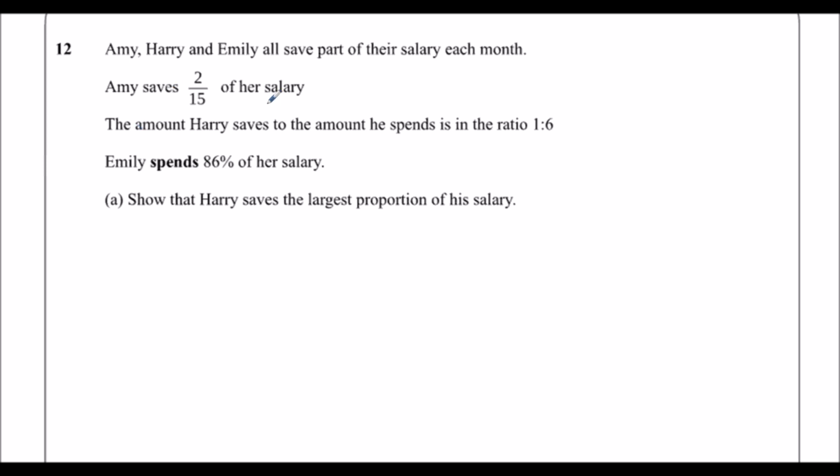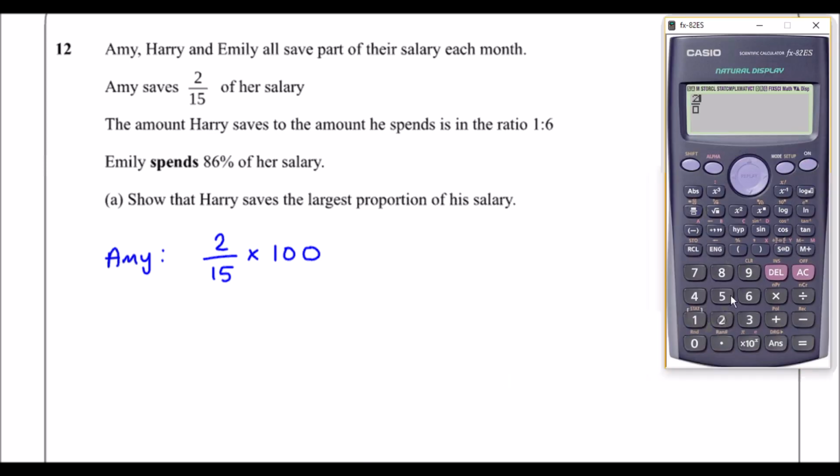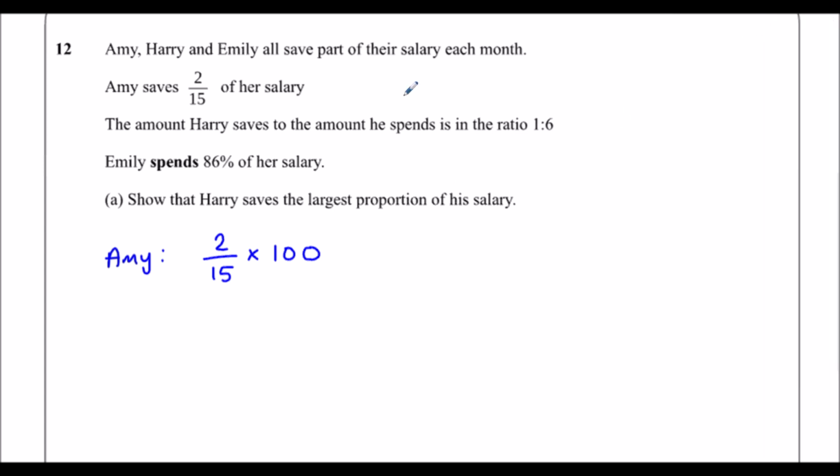So we're going to convert all of these into percentages and work out what percent they each save. So Amy saves 2/15 of her salary. To change that to a percentage, we're going to work out 2/15 of 100. So 2/15 times 100. That's 13.3 recurring percent.